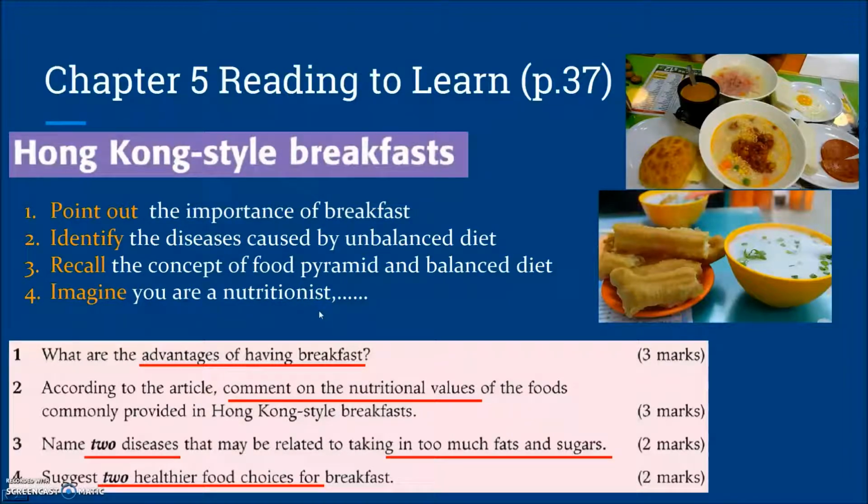So in the DSE question, you are always asked to have a role play. Imagine you are a nutritionist. So any suggestion you will give to your client to keep a healthy life. So in the fourth question, suggest 2 healthier food choices for the breakfast.